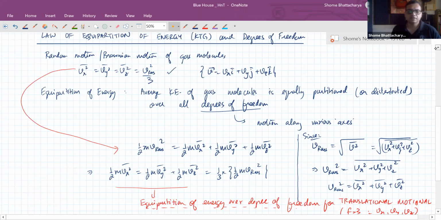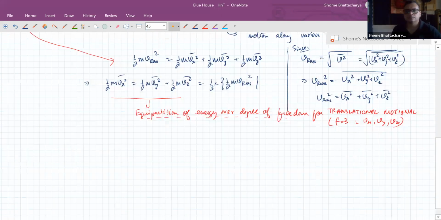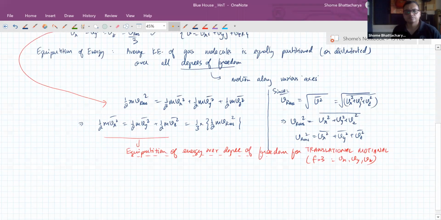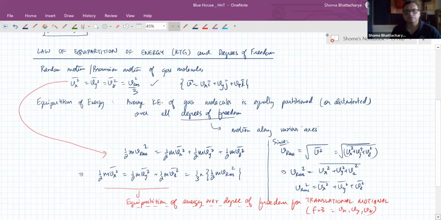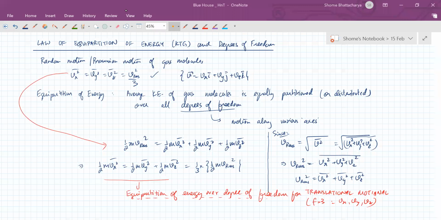We'll discuss further next: when we substitute half m vrms square as 3 by 2 kT, this becomes one third of that, so this becomes half kT. Just make a note of this. We'll note down the last statement also. Just get the gist of this idea that we have written down over here.